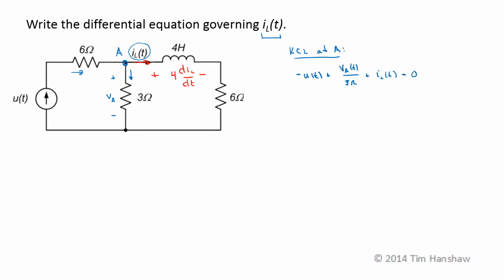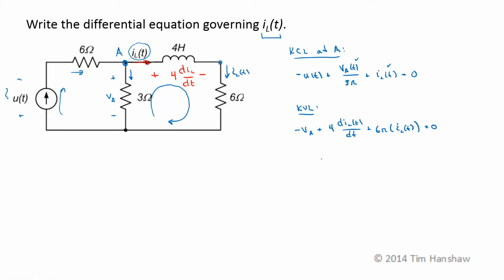Now that's a perfectly good equation, except it's one equation in 2 unknowns, V sub A and I sub L. We need another equation. KVL through this source isn't going to help much since we don't know the voltage across that source. It'll just introduce yet another unknown. So let's try KVL around this loop here. I have a minus V sub A plus the voltage across this inductor, 4 dI_L(t)/dt, plus 6 ohms times the current through here. If I apply KCL here, this is also I sub L of t, equal to 0.